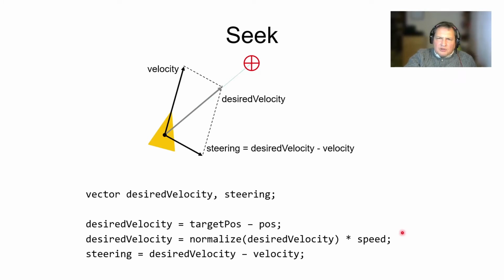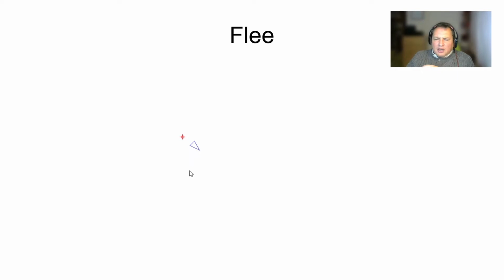The next behavior pattern is called Flee, and this time it is what a rabbit does on spotting a fox.